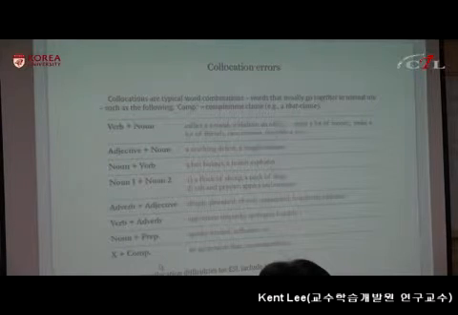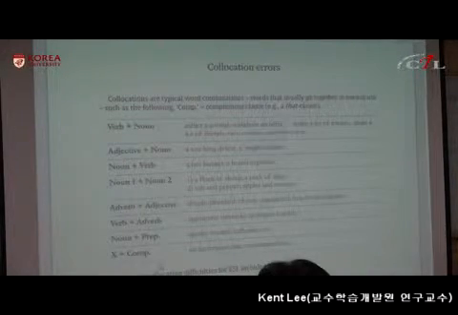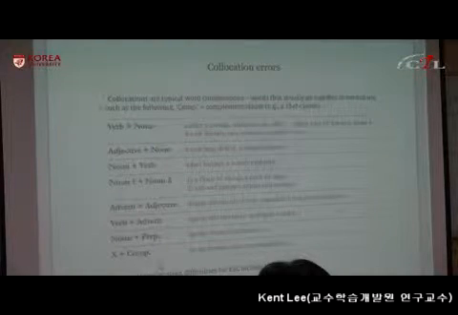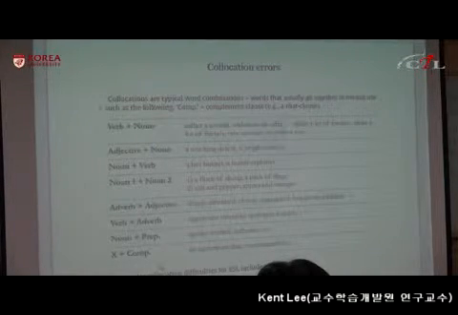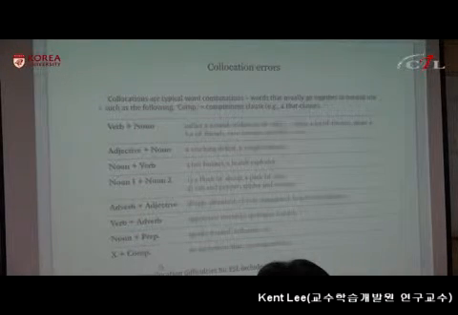So there are some cultural collocations. For example, how would you complete this? Salt and? Americans will say, or Westerners will say salt and pepper. Koreans will say salt and sugar. That's a cultural collocation. Some collocations are more abstract.